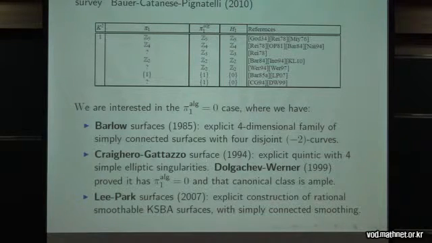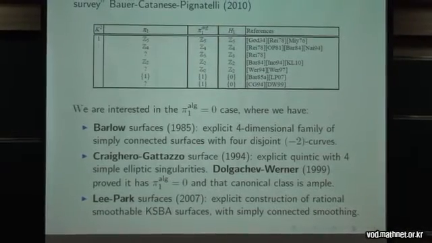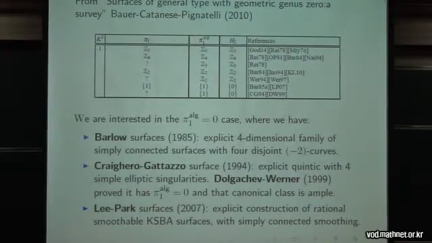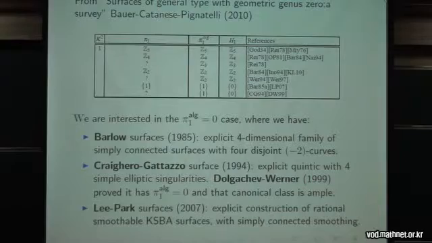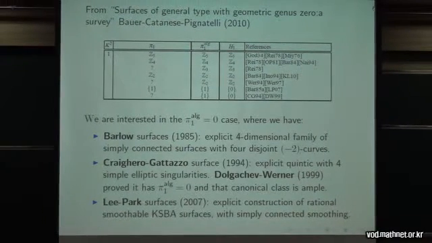Then you have 1994, the Craighero-Gattazzo surface that I'm going to explain very concretely. But it is, as I said, a quintic with 4 simple singularities. And Dolgachev-Werner proved that the algebraic fundamental group in that case is 0 and that the canonical class was ample. So this is different to the case of Barlow surfaces.